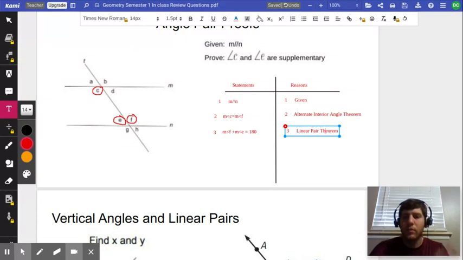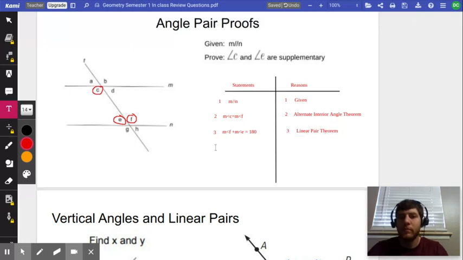Again, we're skipping a step. We're combining 2 steps into one. I don't really like that at all, but that's what we're doing. It really should say definition of linear pairs, F and E are supplementary, and then by the linear pair theorem, the measure of angle F plus the measure of angle E is 180.